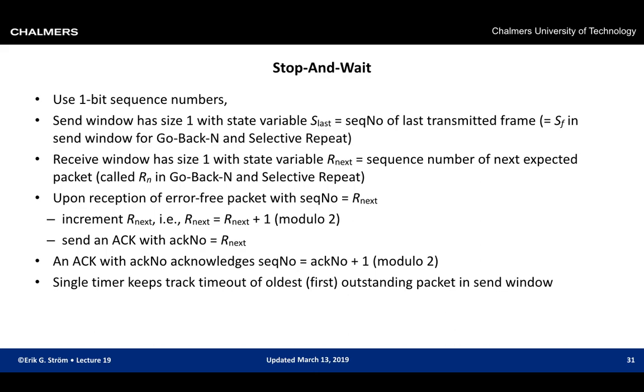Okay, stop and wait uses 1-bit sequence numbers. You've done this in the project, so I think you know this pretty well, right? The only thing here is it's a 1-bit sequence number, send window size 1, receive window size 1, and this is the logic essentially.